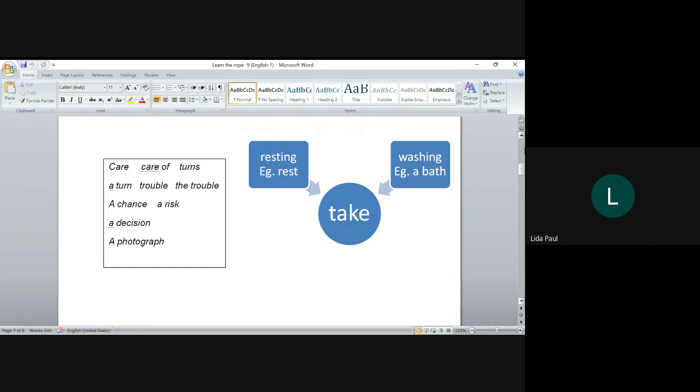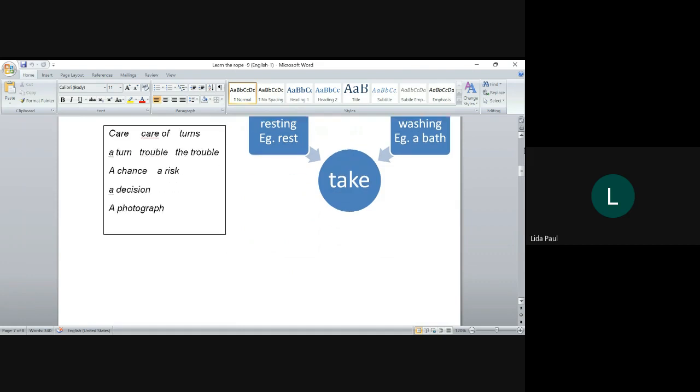So take a rest, take a bath, take a shower. Look at the examples we have here: take care of, take turns, take a turn, take the trouble, take trouble, take a chance, take a risk, take a decision, take a photograph, right? All of this is connected to the delexicalized verb take, most commonly used for expressions related to resting and washing. Unlike have, which has more, of course. But again, the common thing between both of them is that these are also connected to your day-to-day activities.